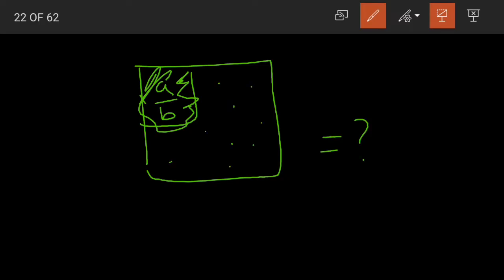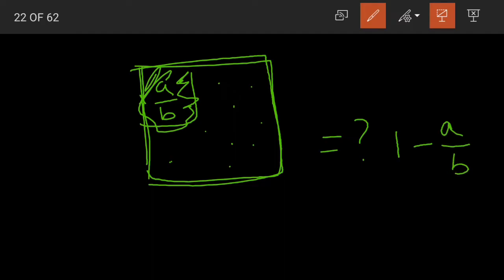So, how will we find out the portion of the wall that is unpainted? Think a little. If this wall is a whole, that means it is one singular object. So, 1 minus the fraction that was painted, A by B.